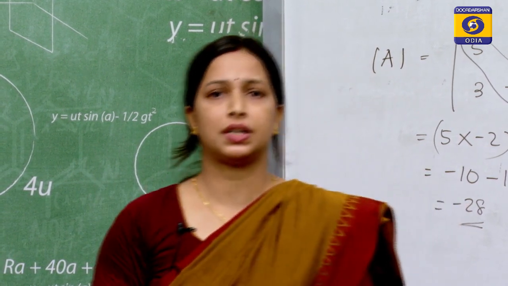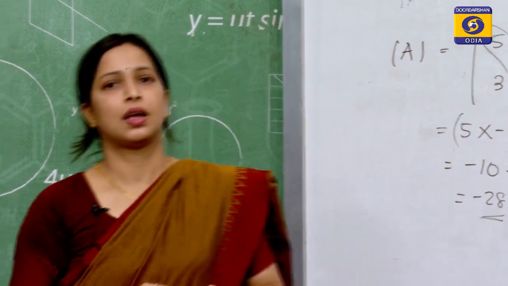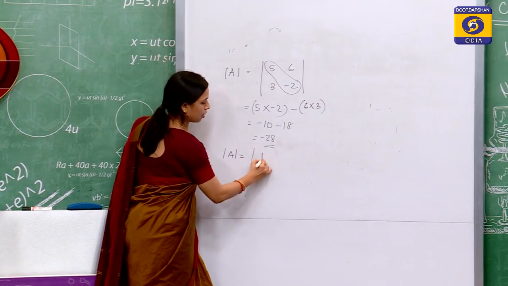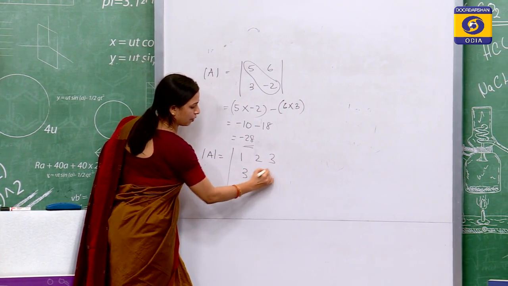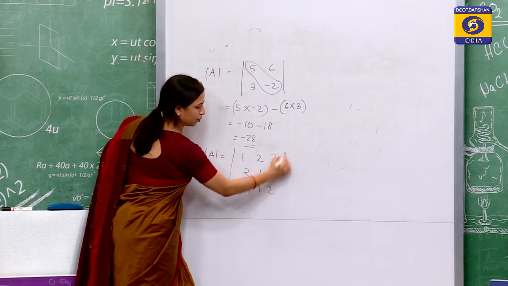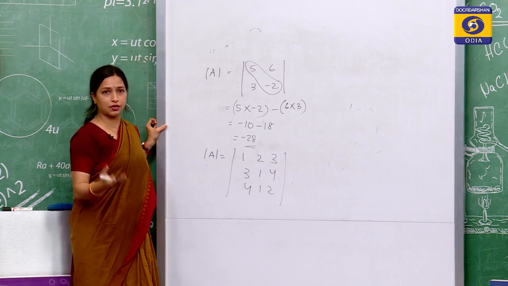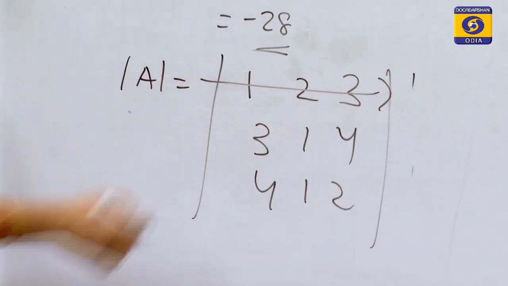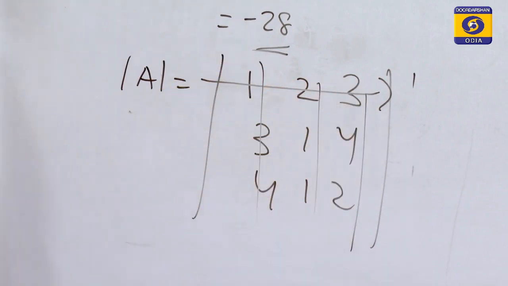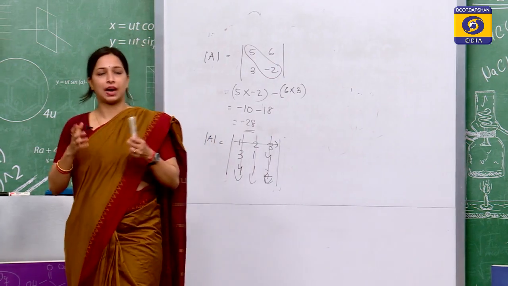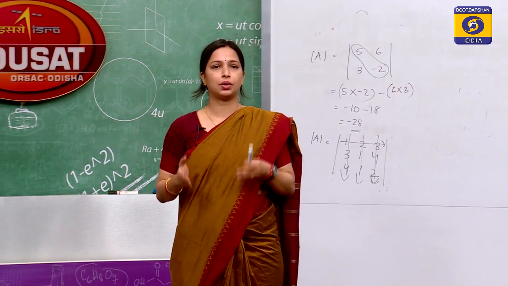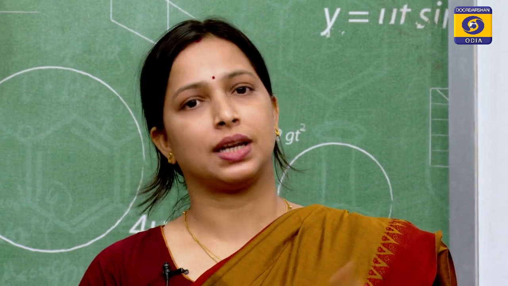Then another method we discussed was the expansion method, where, for example, we took 1 2 3, 3 1 4, 4 1 2. How do we find out the value of the determinant? By either expanding along the rows or expanding along the columns, right. So, this is how we find out the value of a determinant of a matrix of order 1, order 2 and order 3, right. In the following classes we will discuss more about determinants.